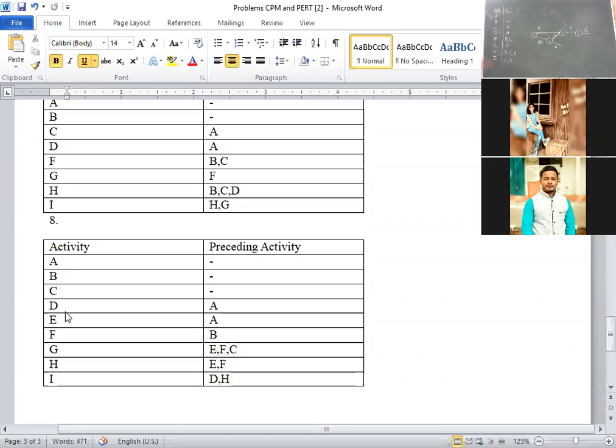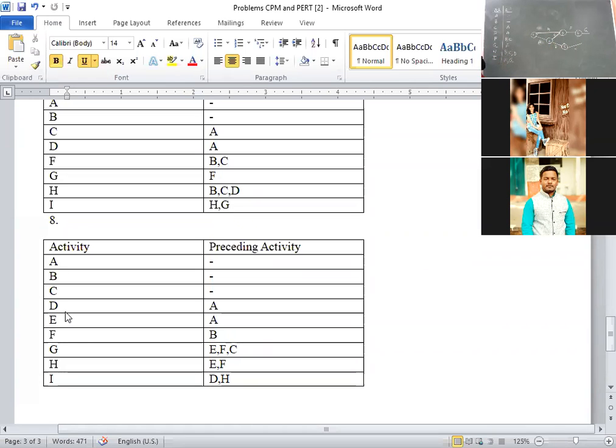Here, observe very carefully. B, C, D are completed, then only H. This is B, this is C, this is D. B and C are predecessors, correct? B, C, D are completed, then only it's H. This dummy activity is coming from B, C. Already this is D. B, C, D is completed, then only H.